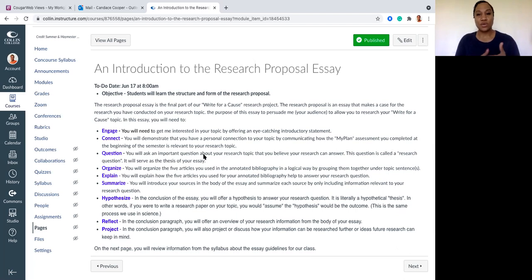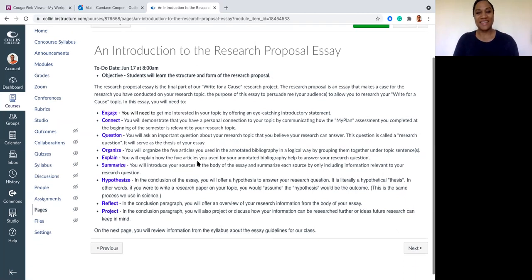The next thing you're going to do is connect personally to this topic. So that's where your My Plan assessment is going to come back in. You're going to want to be able to create an argument for how your My Plan results in some way connect to this topic. So you'll need to think about how you're going to do that. Next, again, you're going to ask that research question, and that research question is going to be a how or why question, maybe a what question, and we'll talk about that a little bit more as we move on.